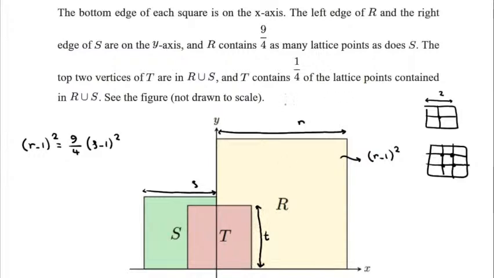Okay. Now it says the top two vertices of T are in this R union S, and T contains 1 over 4 of the lattice points contained in R union S. So T contains how many points? T minus 1 squared, 1 over 4 of lattice points contained in R union S. R union S is what? R has R minus 1 squared, S has S minus 1 squared, but we have some lattice points in common. We've calculated them more than once.